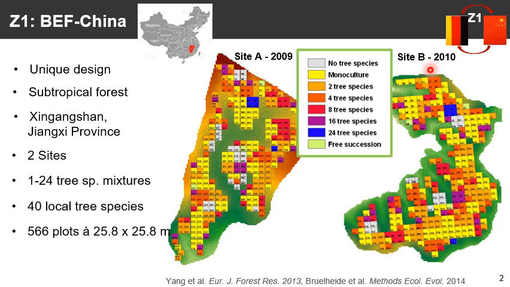It has a tree species gradient from monocultures to 2, 4, 8, 16 and 24 tree species, and it has also 3 successional gradients. We used 40 local tree species and in total we established 566 plots, and they are almost 26 times 26 meters in size. We have 2 main designs.